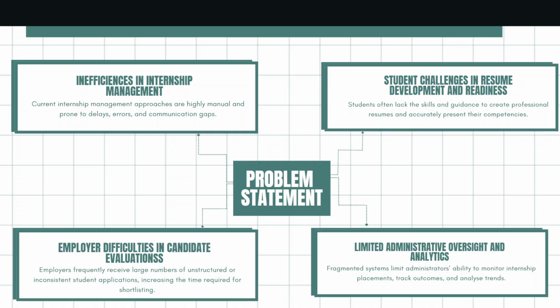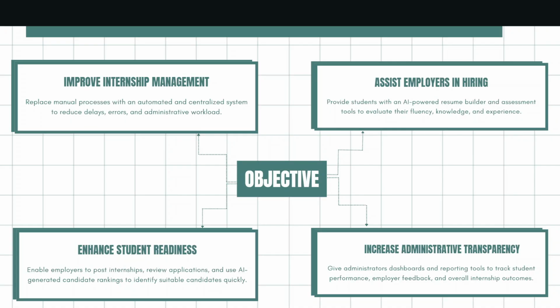Because of these issues, there is a clear need for a centralized automated system that improves communication, reduces errors, and supports all three stakeholders, which are students, employers, and administrators. Our project has four main objectives. First, to improve internship management by replacing manual processes with an automated system. This reduces delays and administrative workload.